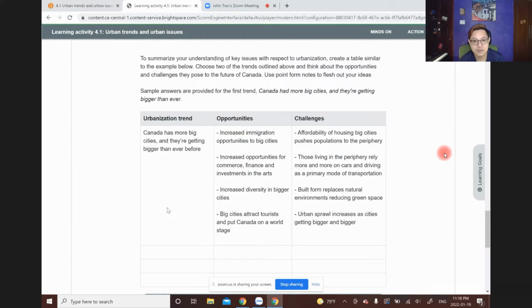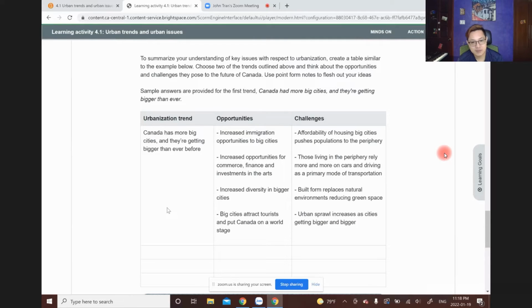But then, of course, as people are pushed to the periphery, which means outside the borders of the cities, they have to rely on cars and driving to go around, because it's not convenient. They have to go to the center by car.